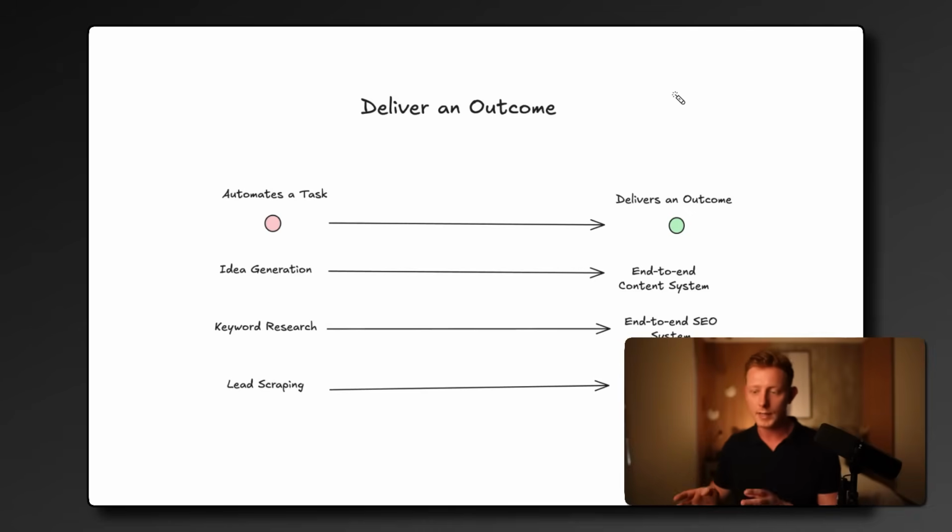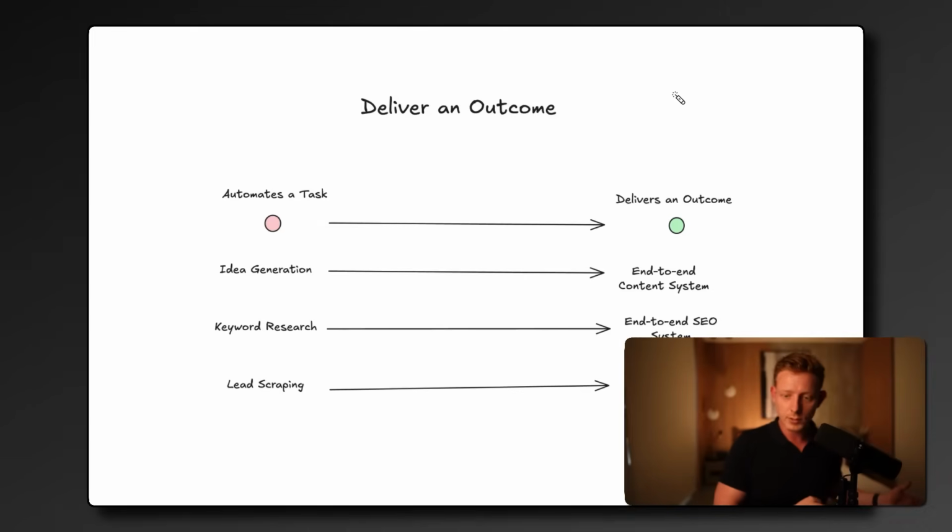So instead of an idea generation tool, you most likely want to focus on an end-to-end content system that does strategy generation, idea generation, angle generation, writes the posts, does image generation, automatic publishing. The more of the workflow you can have in your system, the more of an ROI it will drive to the business. And this is really what AI allows us to do right now.